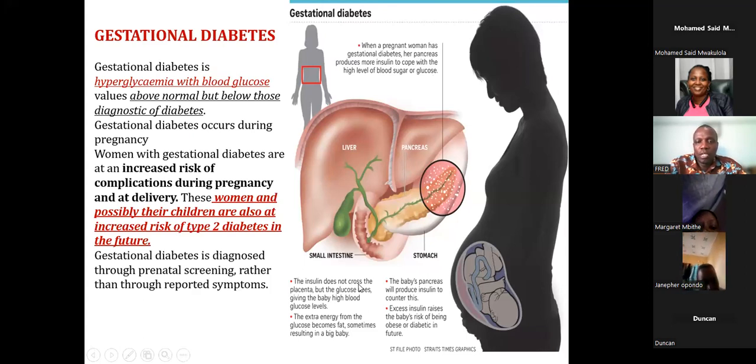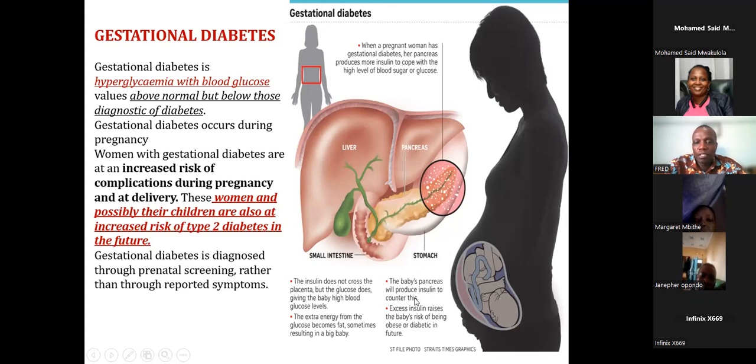The insulin does not cross the placenta, but the glucose does, giving the baby high blood glucose levels. As a result, the extra energy from the glucose sometimes becomes fat, resulting in a big baby. This can cause cases where people give birth to very huge babies, and in some cases, a CS might have to be performed to remove the baby.